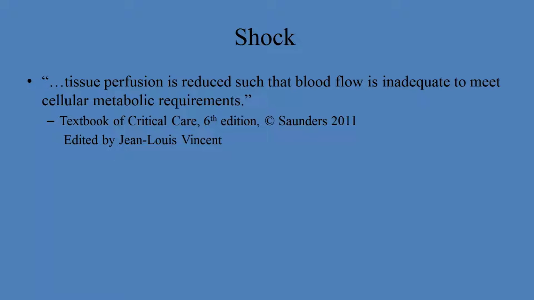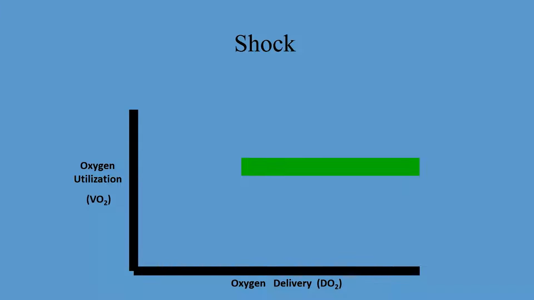So the overall effect of shock was really thought to be a reduction of tissue perfusion. There was inadequate blood flow, inadequate oxygen delivery, so that we were unable to meet cellular metabolic requirements. And this is still one of the pillars of our understanding of shock. And it really is kind of a supply-sided phenomenon.